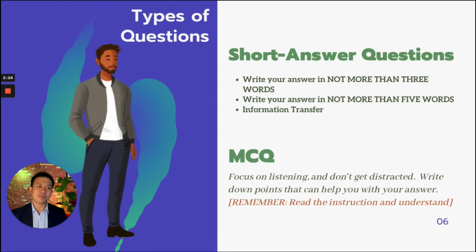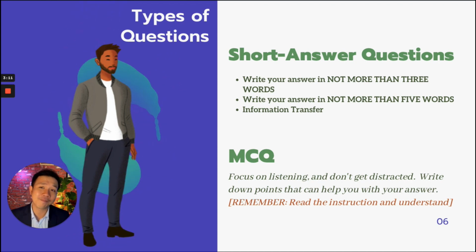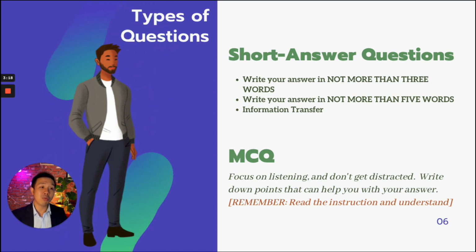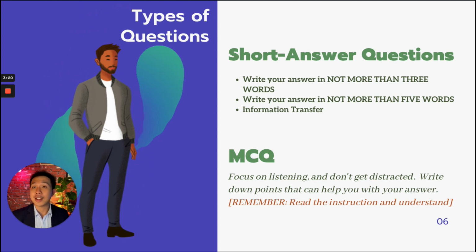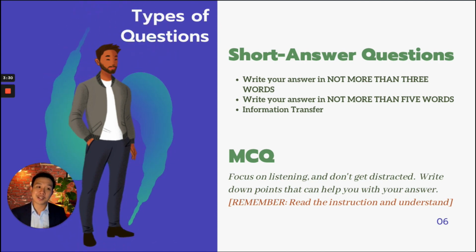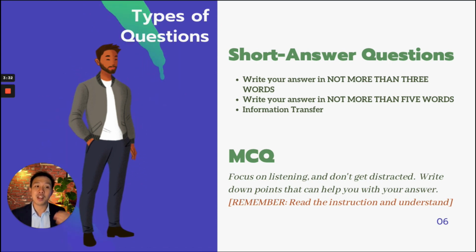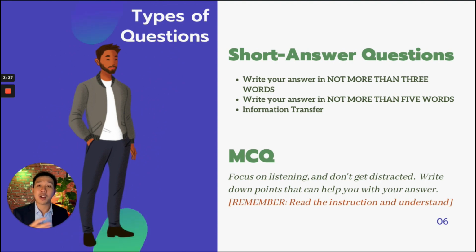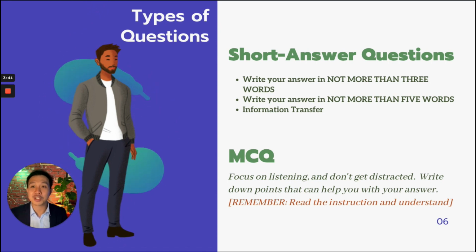Alright, you would ask me, what are the types of questions that will come out in the listening paper? They can be 2 types. First is short answer questions and second is MCQ, which is multiple choice questions. So let's look at the first part, which is short answer questions. A short answer question can be to write your answer in not more than 3 words, or not more than 5 words, or it could simply be information transfer.